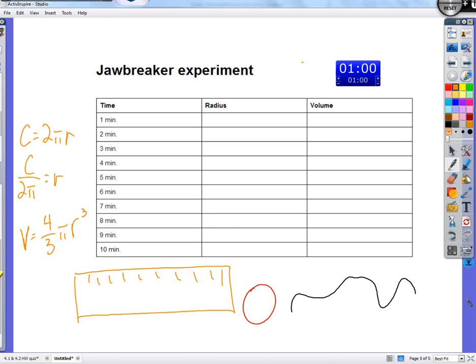Every minute we're going to take them out, and then we're going to measure the circumference again, and then we're going to calculate the radius of the volume.